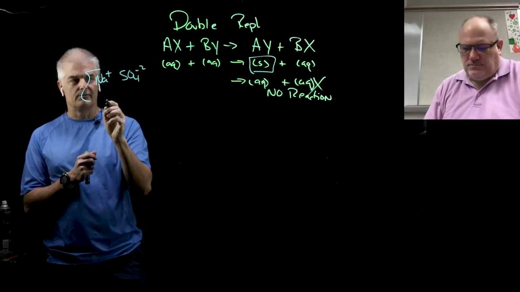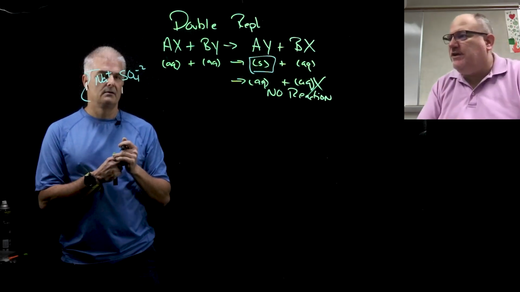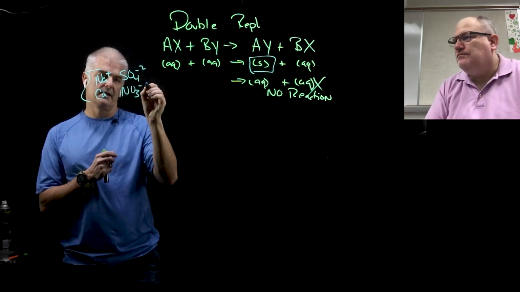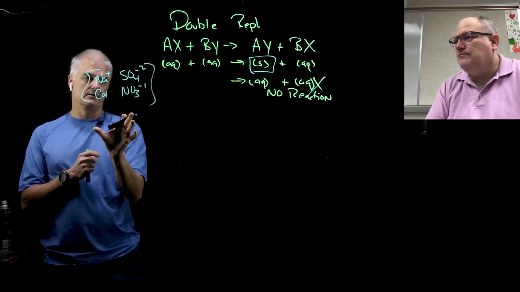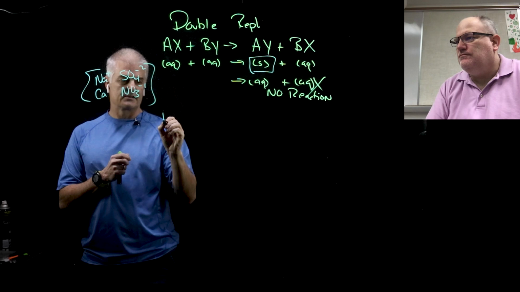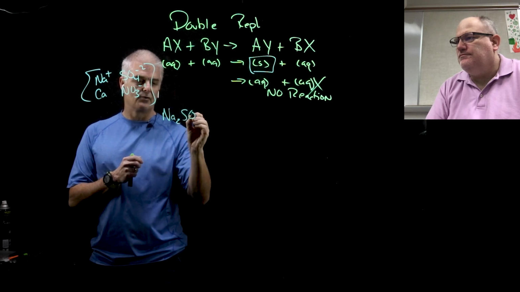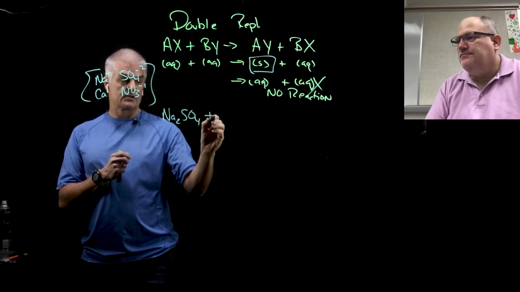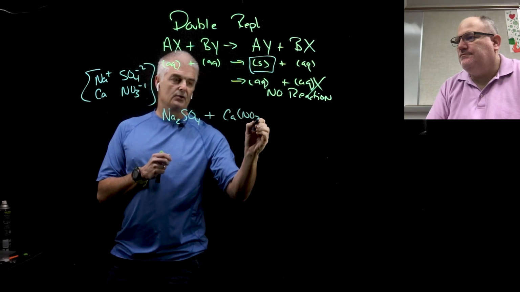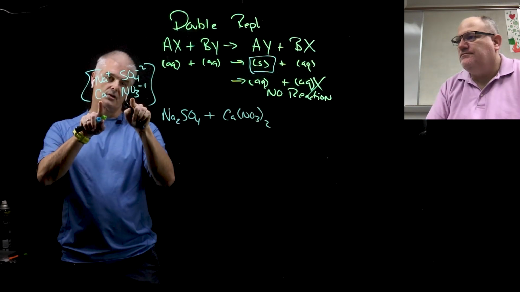And what was the other compound, Mr. Demetrius? Plus calcium nitrate. Ca and NO3 -1. So I've got these right here. I'm going to look up sodium sulfate. When I put sodium sulfate together, that's going to be Na2SO4 plus calcium nitrate, Ca(NO3)2. Again, look at the charges that I'm making this.